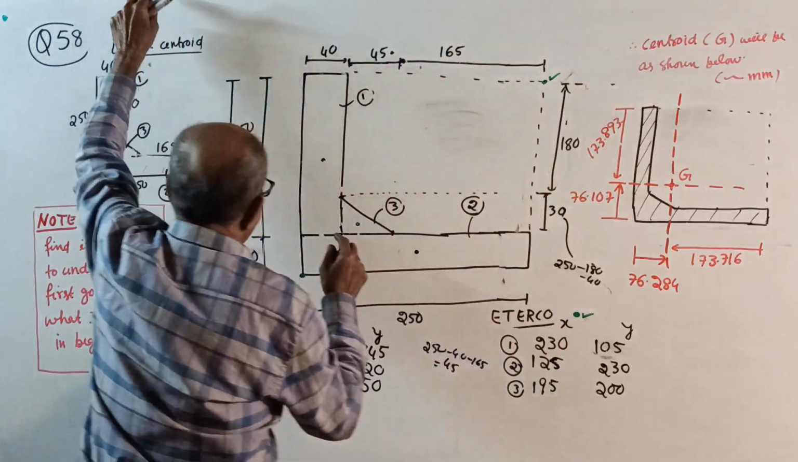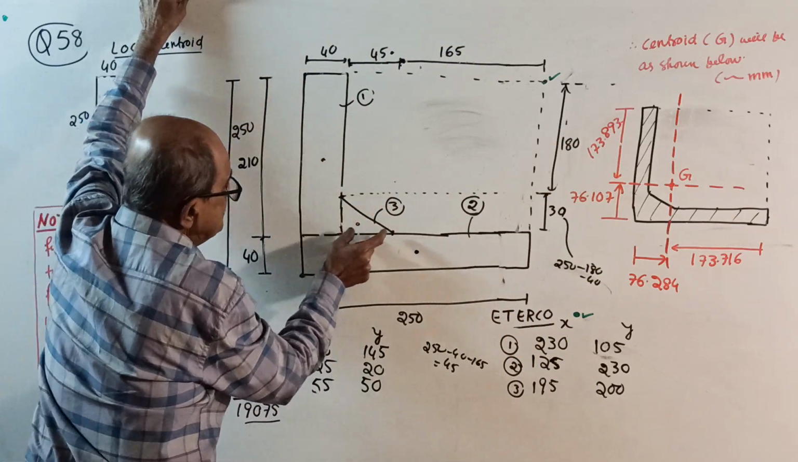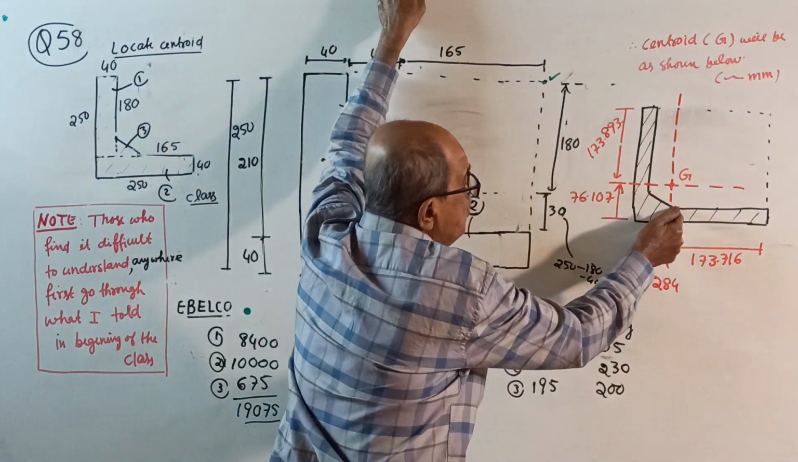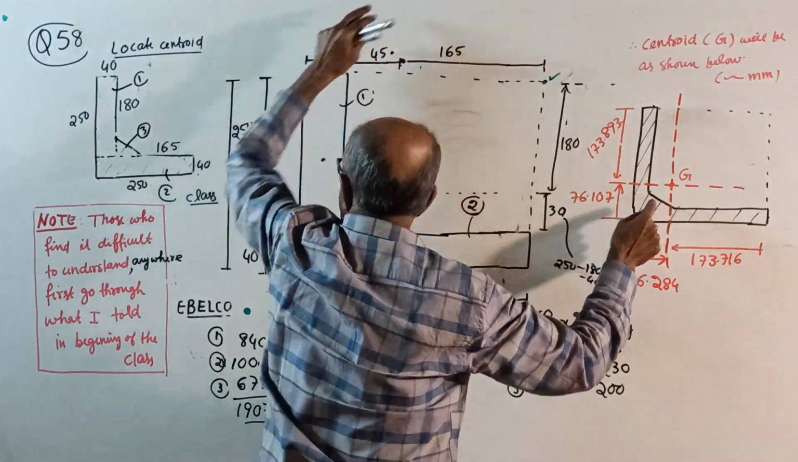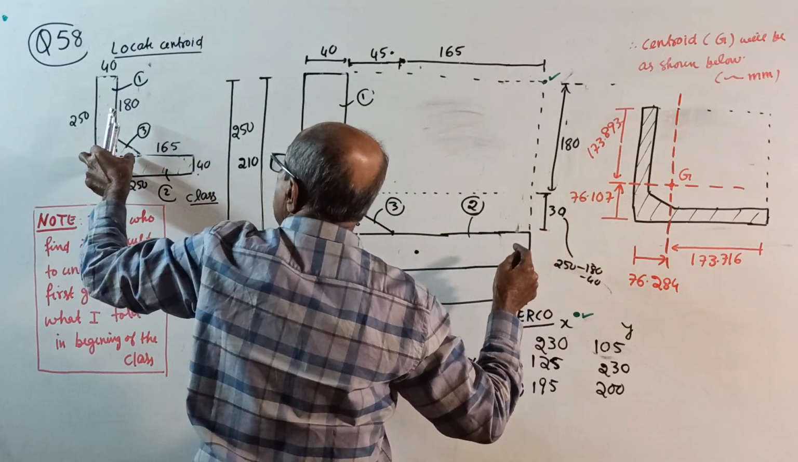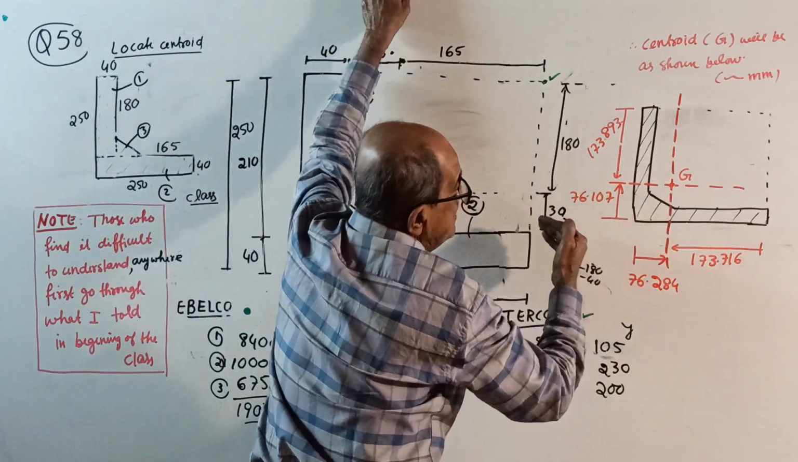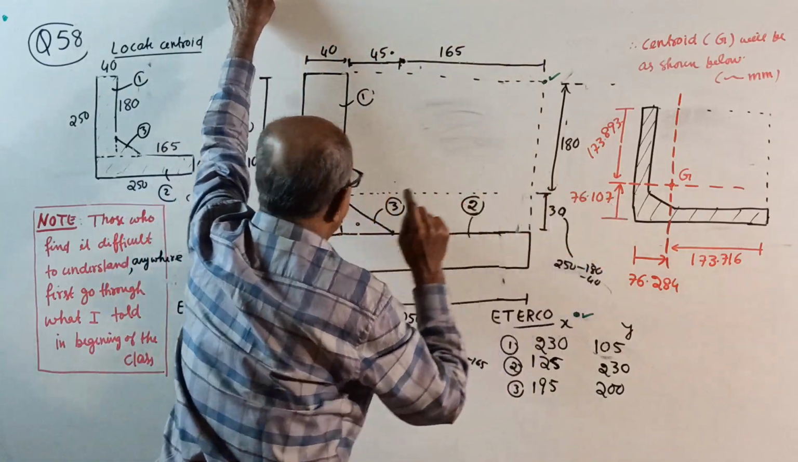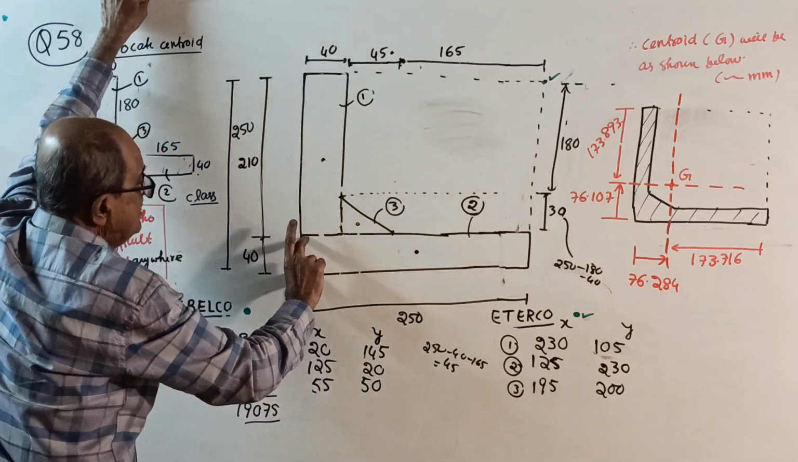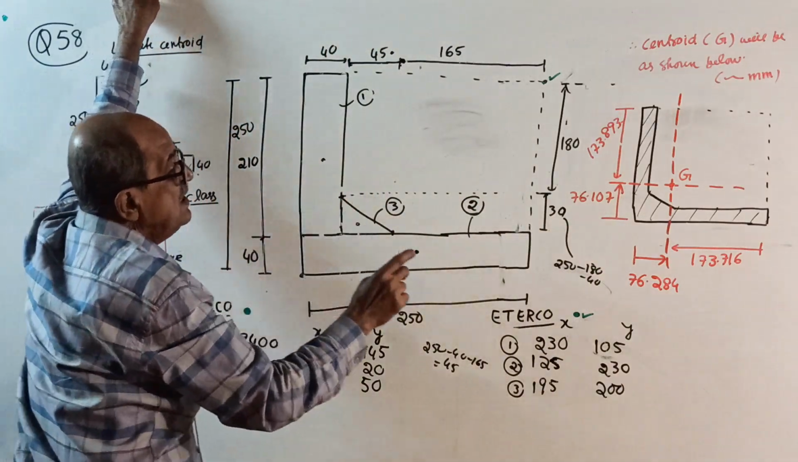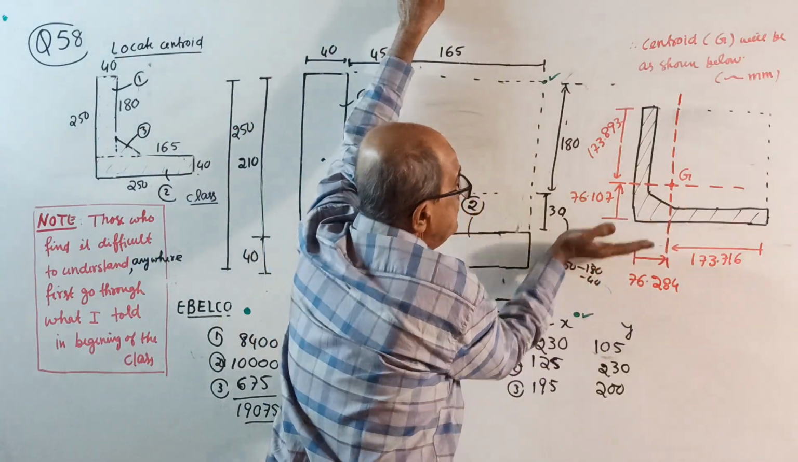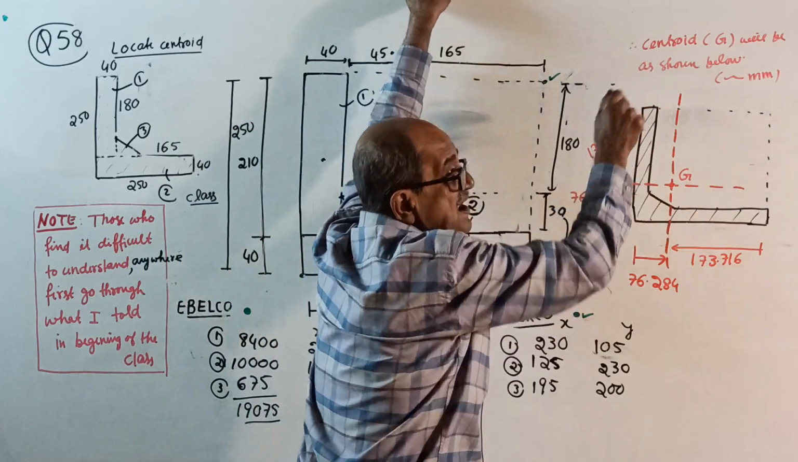76.284. See here. This is 40 plus 45 is 85. So slightly before the junction here. See? Because this is total how much? 85. Little this side. And Y bar you got 76.107. See here. 40 plus 30, 70. Oh, this way slightly below that junction, but this way slightly after the junction.